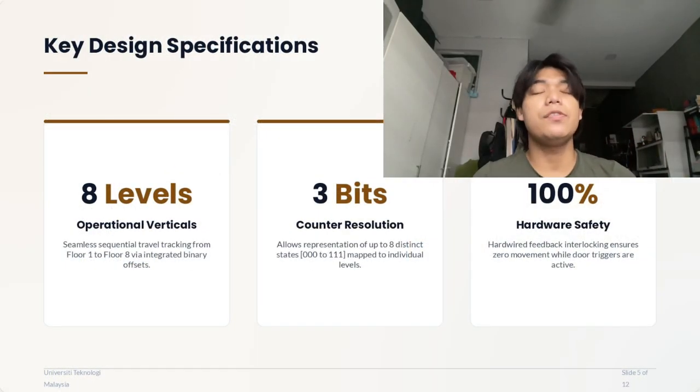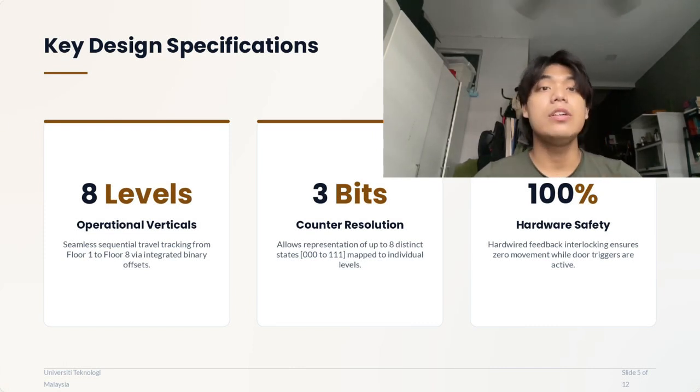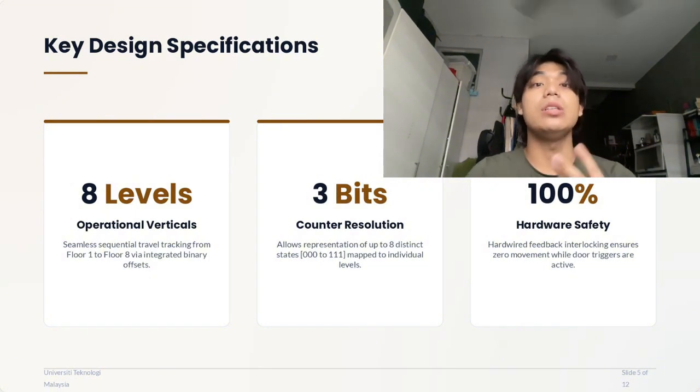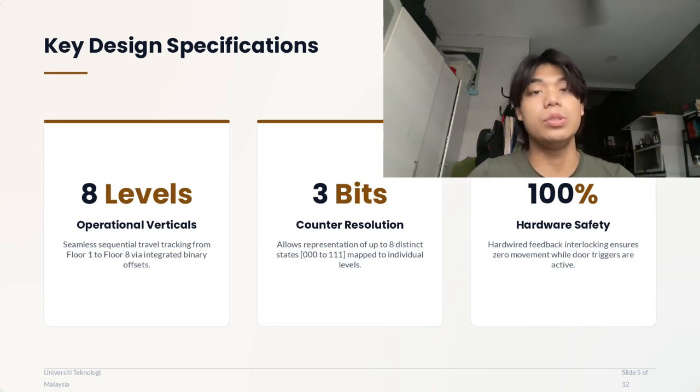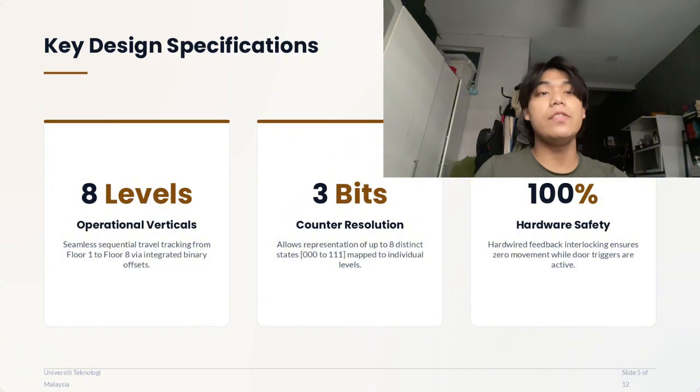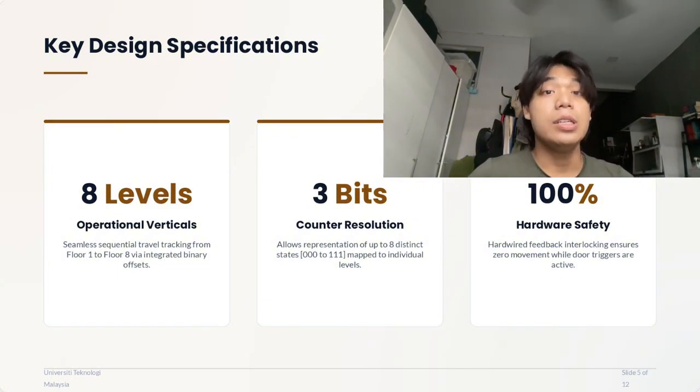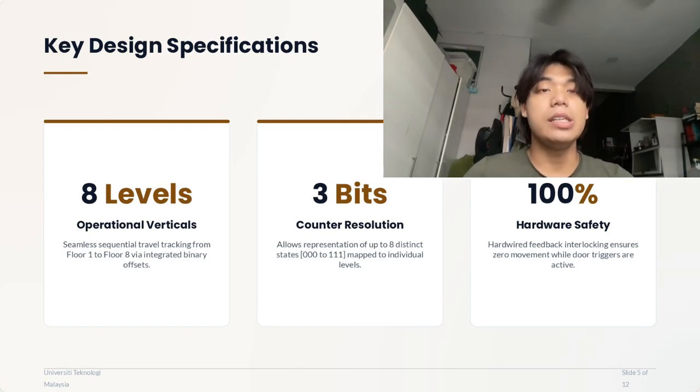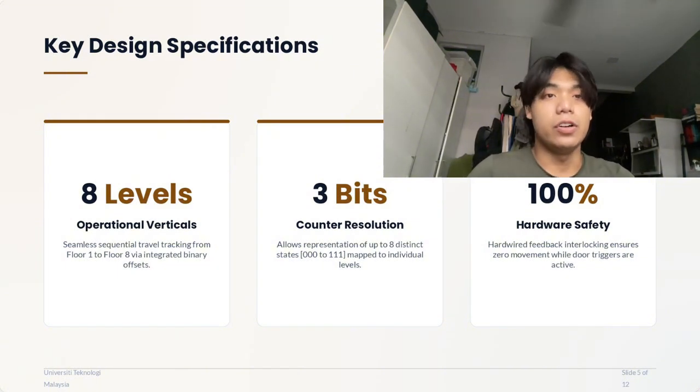There are three main specifications in our system. First, the controller supports 8 floors from floor 1 to floor 8. Second, it uses a 3-bit counter which provides 8 possible binary states from 000 to 111 base 2. Third, the system includes safety interlocks. The elevator cannot move when the door input is inactive, the selected floor is not confirmed, the start input is inactive, the direction is incorrect, or the password is incorrect. Therefore, movement is only allowed when all required conditions are satisfied.